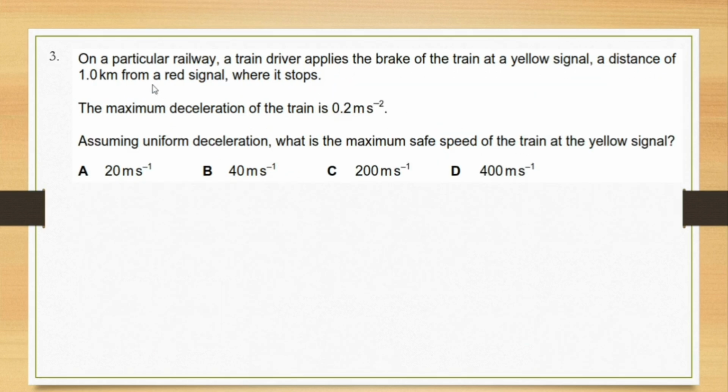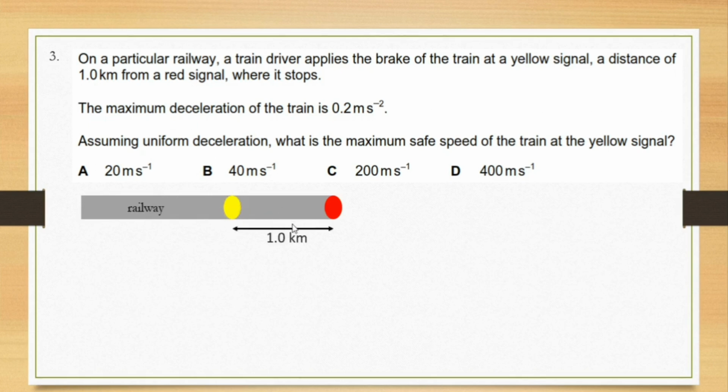Number 3. On a particular railway, a train driver applies the brake on the train at a yellow signal, a distance of 1 kilometer from a red signal where it stops. The maximum deceleration of the train is 0.2 meter per second squared. Assuming uniform deceleration, what is the maximum safe speed of the train at the yellow signal?